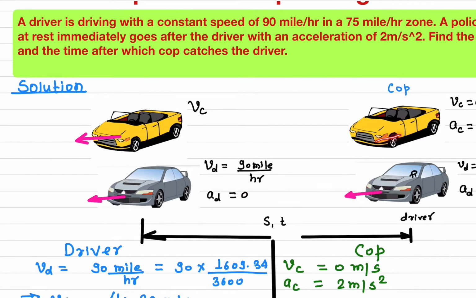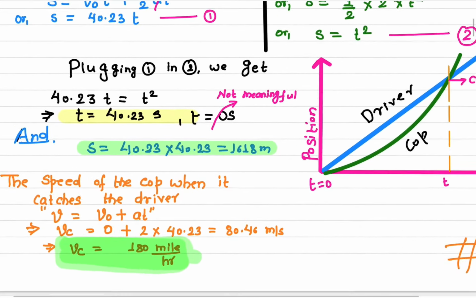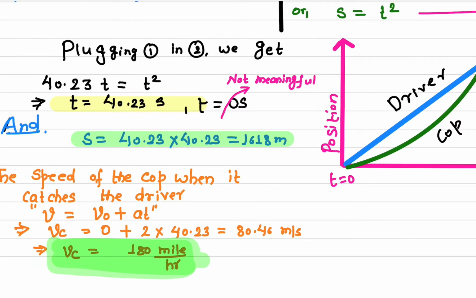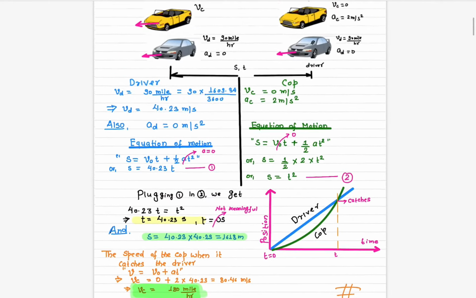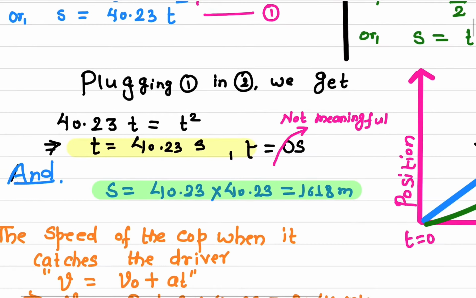So the only thing that makes sense, because this car was moving with a uniform velocity, and the police officer is now speeding up and catches it at this location. So we are interested in this position here. Now we have the time. That means the police officer catches this speeding car after 40.23 seconds.